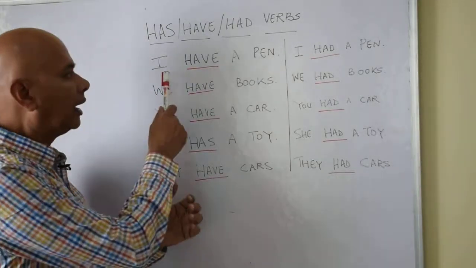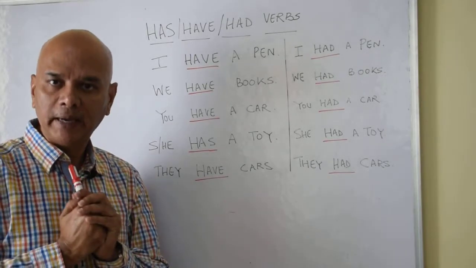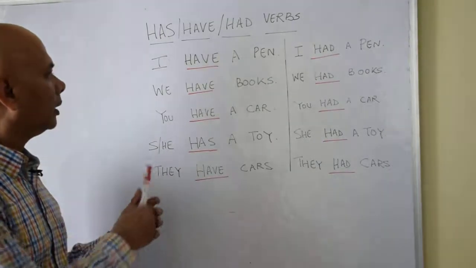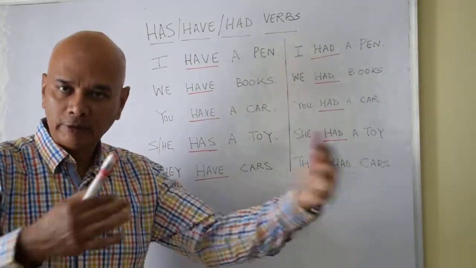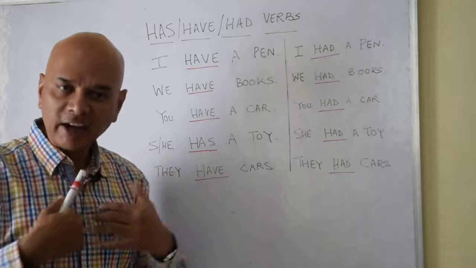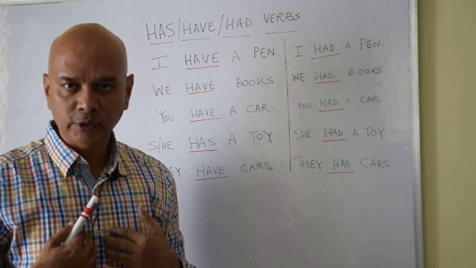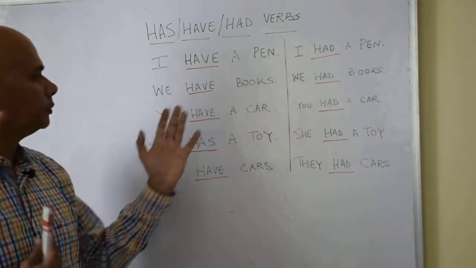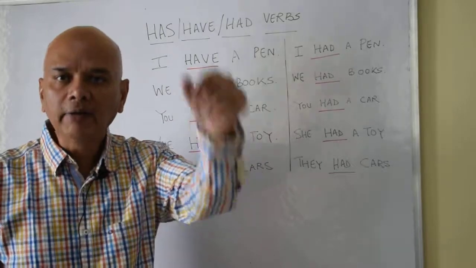a pen. I have a pen. This is in present tense. We have books, plural. We, including the first person I, we have books. All of us have books. You have a car. You as a person have a car.